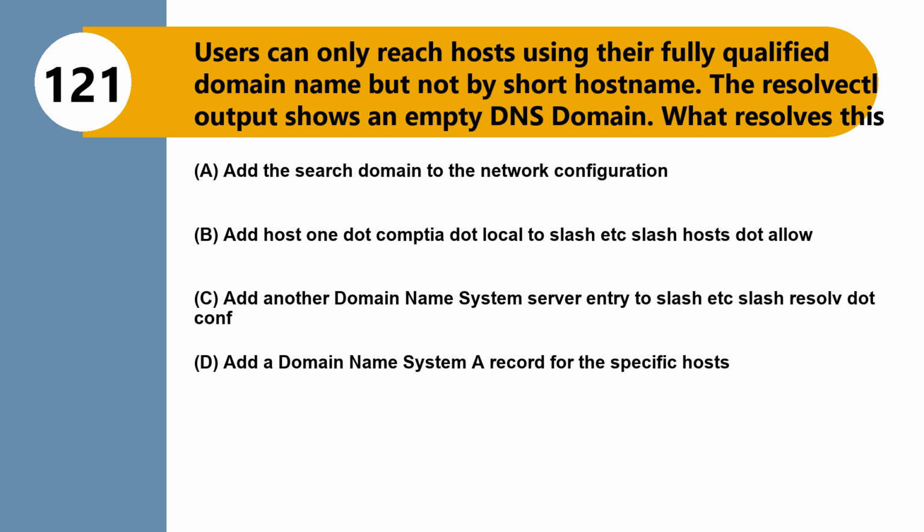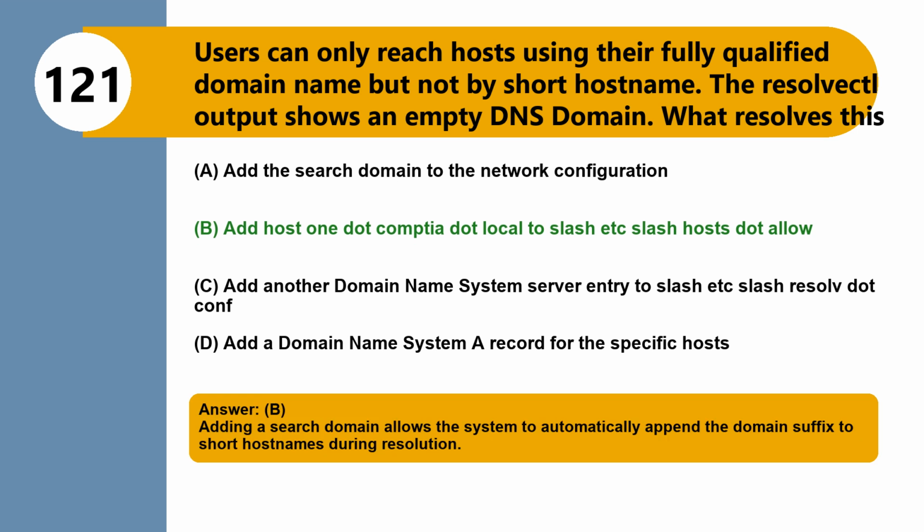Question 121. Users can only reach hosts using their fully qualified domain name but not by short hostname. The resolvectl output shows an empty DNS domain. What resolves this? Option A, add the search domain to the network configuration. Option B, add host1.comptia.local to /etc/hosts.allow. Option C, add another domain name system server entry to /etc/resolv.conf. Option D, add a domain name system A record for the specific hosts. The correct answer is option B, add host1.comptia.local to /etc/hosts.allow. Adding a search domain allows the system to automatically append the domain suffix to short host names during resolution.